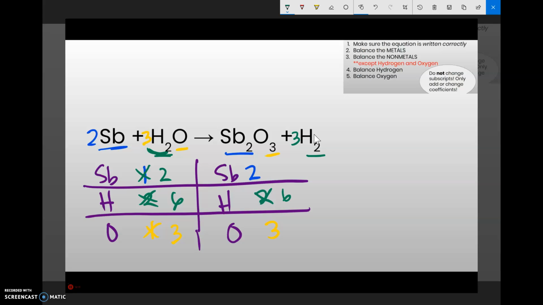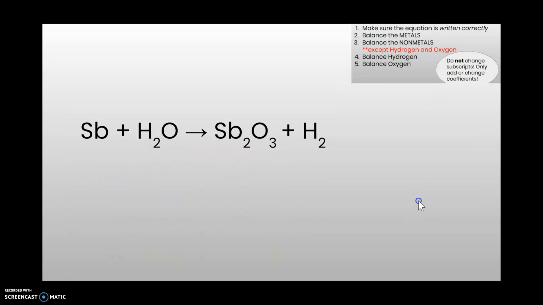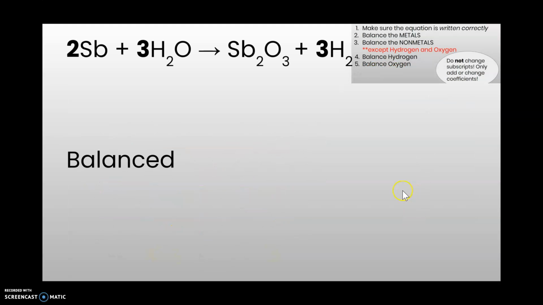Okay, let's double check. 2Sb, 2Sb. 3 times 2 is 6 hydrogen. 3 times 2 is 6 hydrogen. 3 oxygens and 3 oxygens. So now we have a balanced chemical equation. And there it is. Okay, I hope that helped.